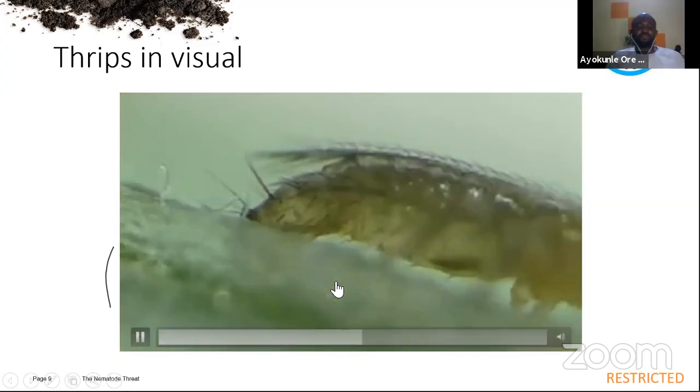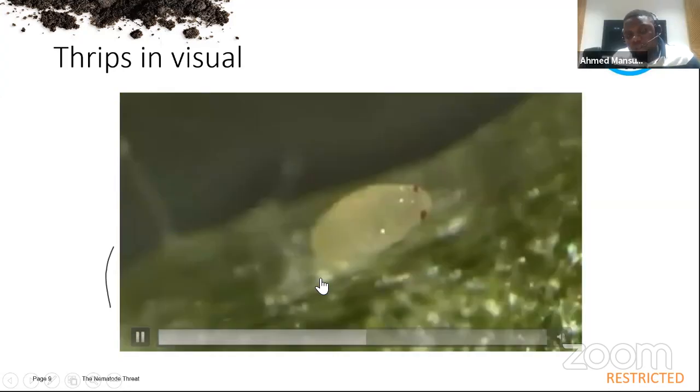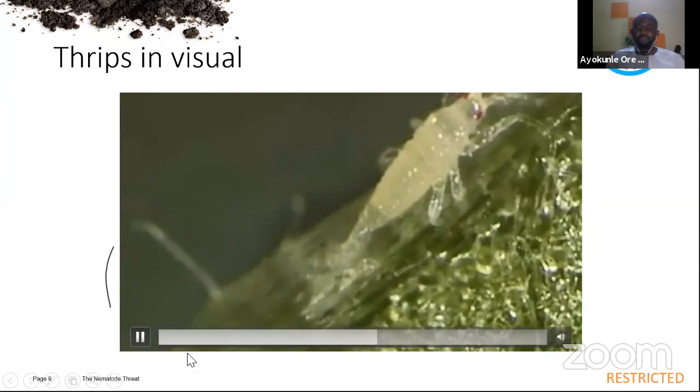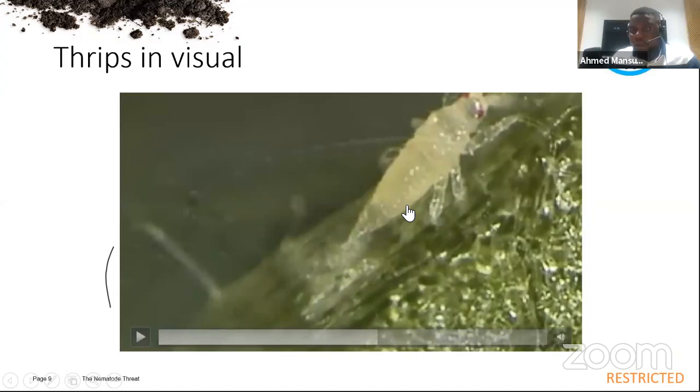So now they are laying eggs. They lay their eggs into the plant tissue. This is a newly laid egg. If they lay an egg, within 2 to 3 days the egg is ready to hatch. So the egg hatches within a very short cycle. So it's a pest that has a short life cycle and they can reproduce within a short time.